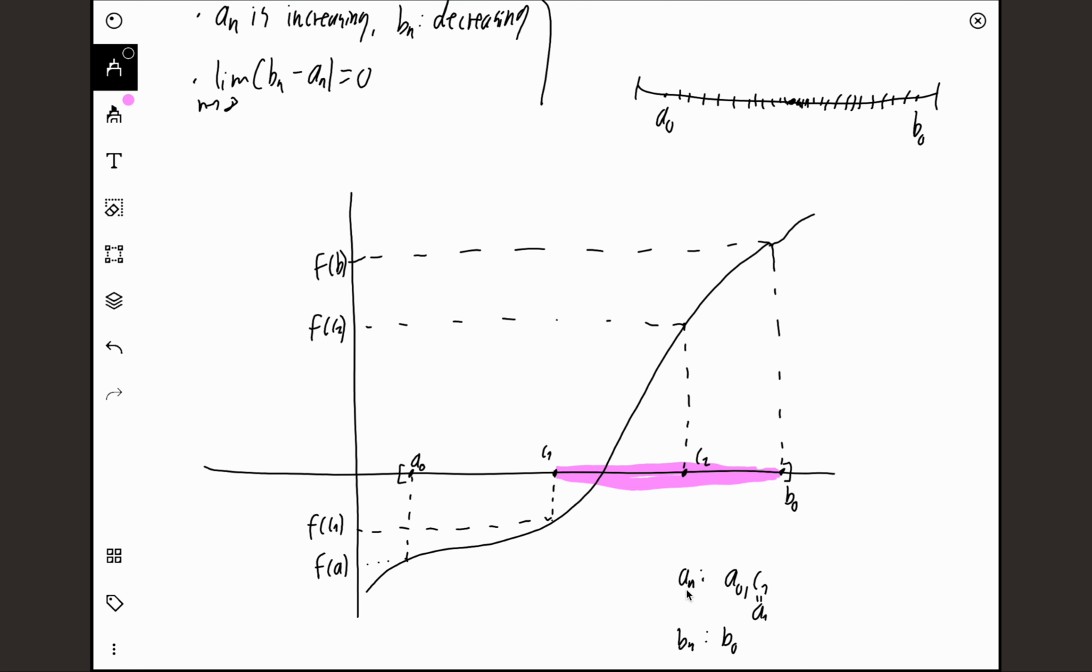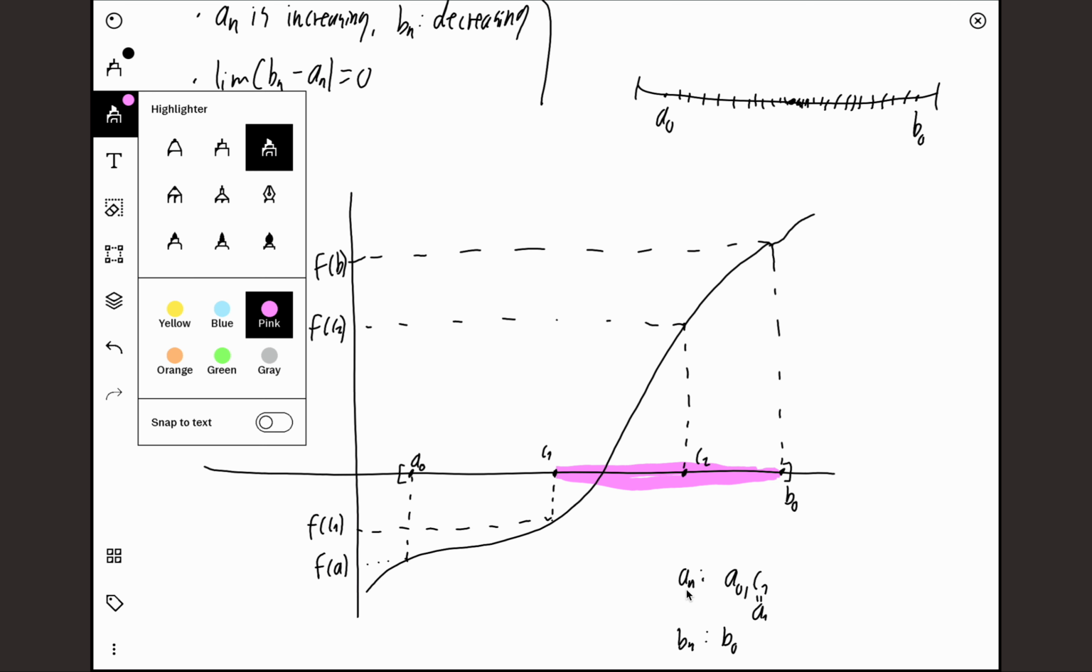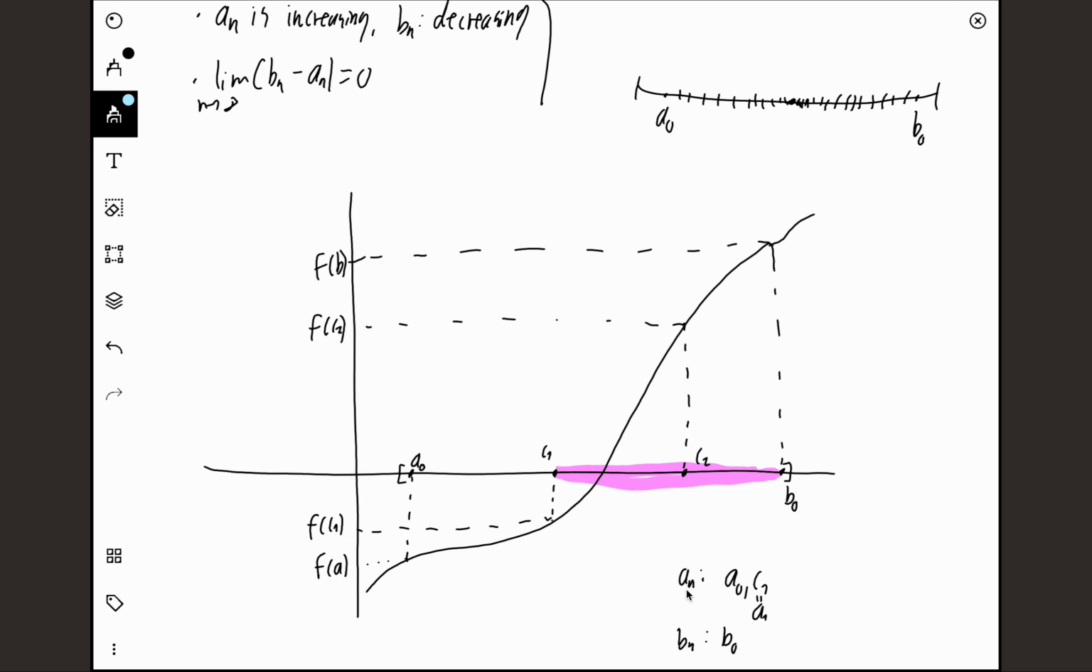Now again we check what f of c2 is, and in this case we see that f of c2 is greater than 0. Then we only focus on this part of the interval, because the 0 is in this part of the interval. How we're going to do that is by updating our bn sequence, such that the b sequence starts with b0 and its second term is now c2. So we define c2 as b1. And now we do the exact same thing again.